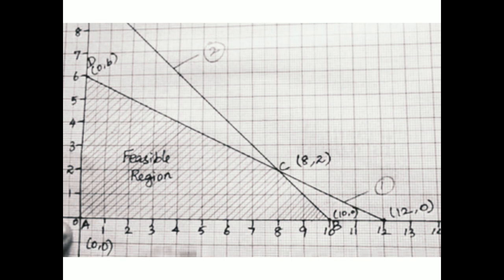Now I have found the corner points of the shaded area. Since the question is of the maximization type, the next step is to take the objective function and put all 4 corner points into it, and see for which point the objective function gives the maximum value.